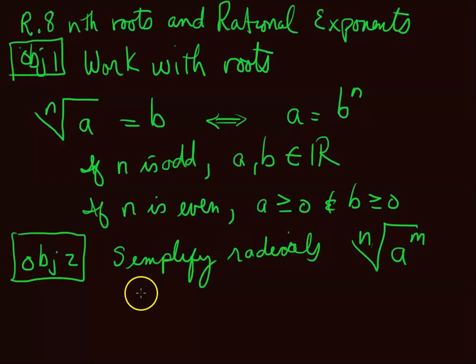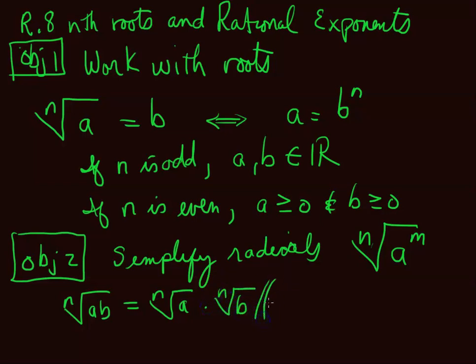So we got some things, though, we can do with radicals. If you've got the nth root of A times B, you can split that up into the nth root of A times the nth root of B. If you've got the nth root of A over B, same thing. So for multiplication and division, we can split things up. The nth root of A over the nth root of B.